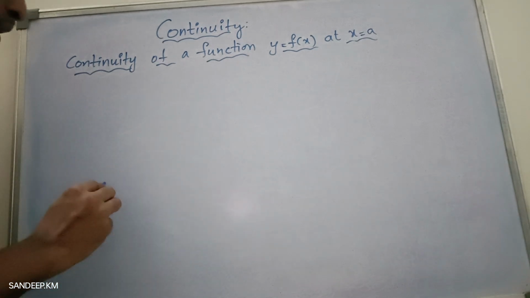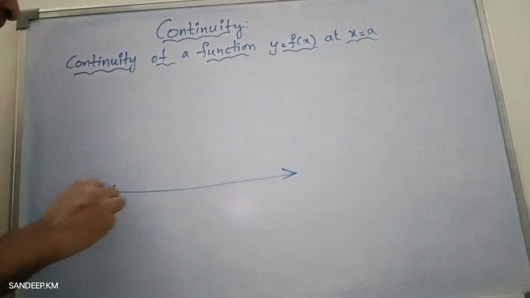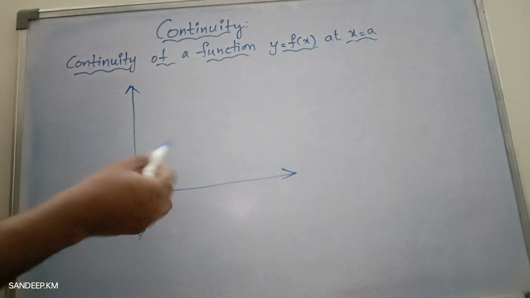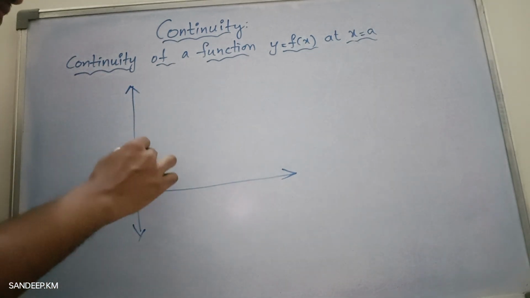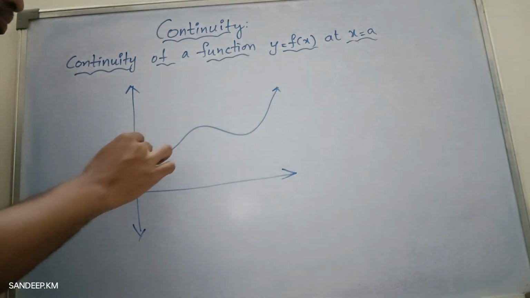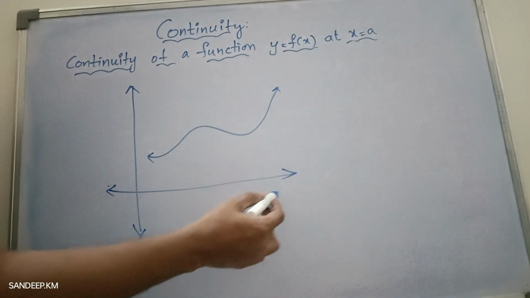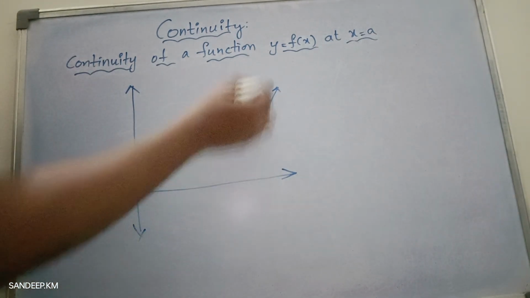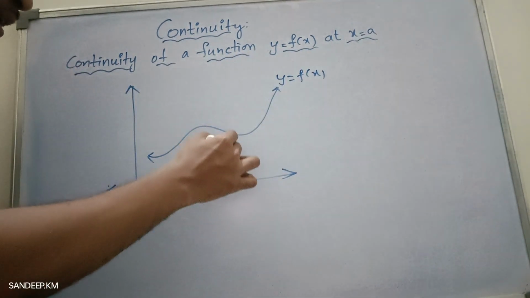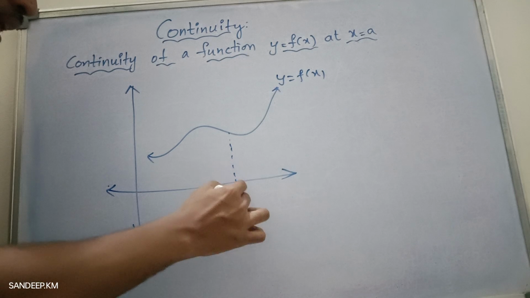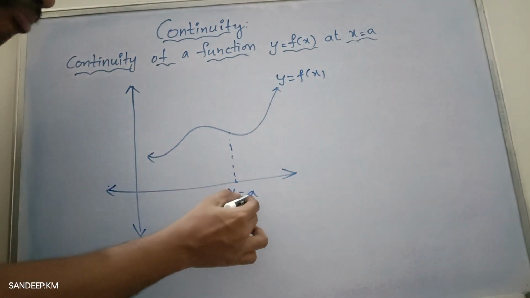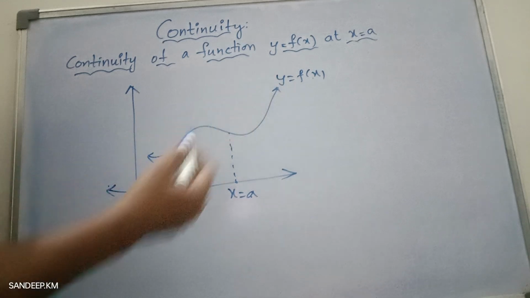Let us see. Let me take a random graph. Any graph. Let us draw some function y is equal to f of x. For example, let me draw like this. So let me take any input x is equal to a in the domain of this function y is equal to f of x. For example, I'll take this input. Let that input be x is equal to a. And remember, this number a should be in the domain of f of x.